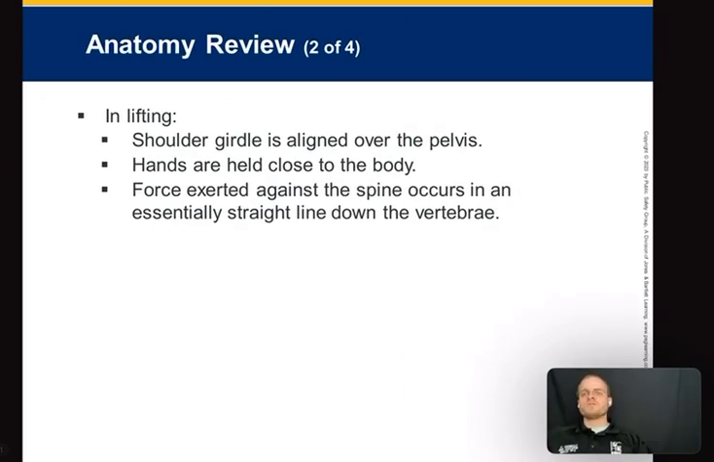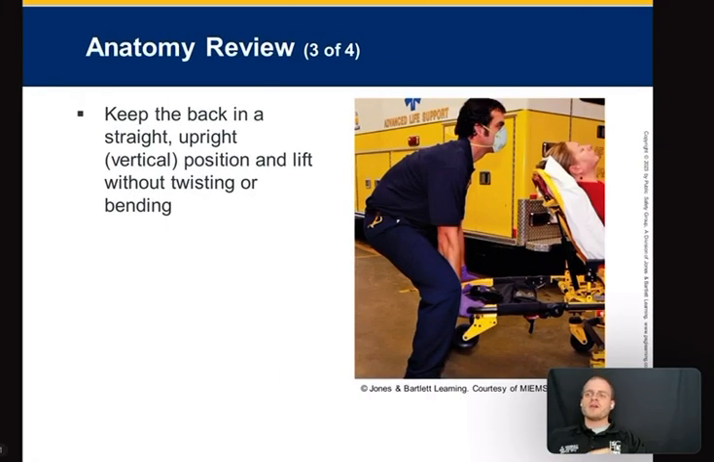So when you're lifting a patient, your shoulder girdle should be aligned over the pelvis. What you don't want is your back bent. I'm going to show you that. Your hands are close to the body, right? Because if they're outstretched, then you might tip over. So you want to keep it close to your core. It keeps you tighter on balance. And force exerted against the spine occurs in a central straight line down the vertebrae. I'm going to show you what this looks like.